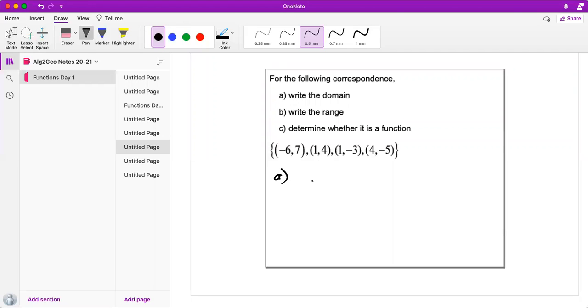So for part A, we'd say the domain is -6, 1. There's two 1s, so I have to write that twice, and then 4. So -6, 1, 1, 4. For part B, the range is the set of all the second numbers in the pairs. So that's 7, 4, -3, and -5.